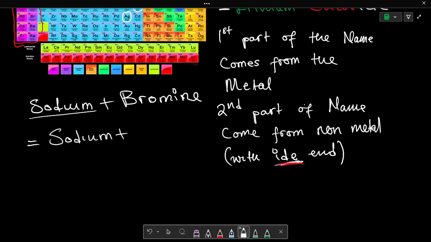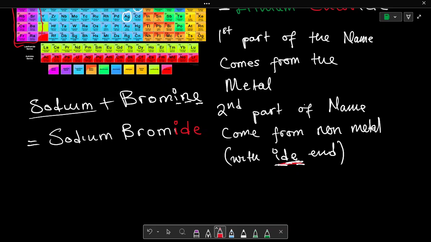And the second part comes from the non-metal with the ending changed. The non-metal that we have in our case is bromine, so we remove the INE and replace it with IDE, so it will be sodium bromide instead of sodium bromine. If you write sodium bromine, you are wrong. It has to be sodium bromide.